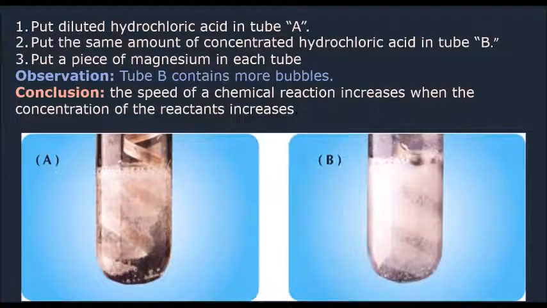Let's make another experiment by using two tubes. One of them contains diluted hydrochloric acid. Diluted means hydrochloric acid mixed with water, and here concentrated or a pure hydrochloric acid. And in both we put magnesium ribbon. We can see here that the amount of evolved hydrogen gas is more than in the diluted tube. So the speed of chemical reaction increases when the concentration of reactants increases.